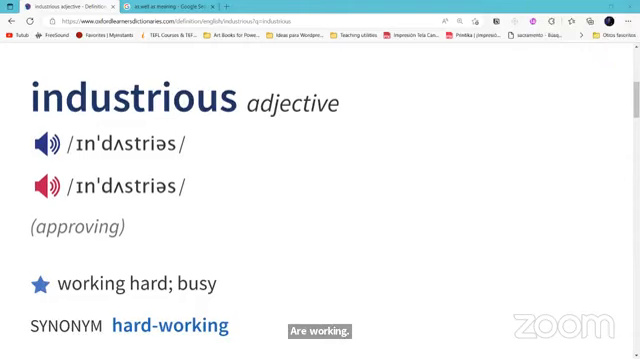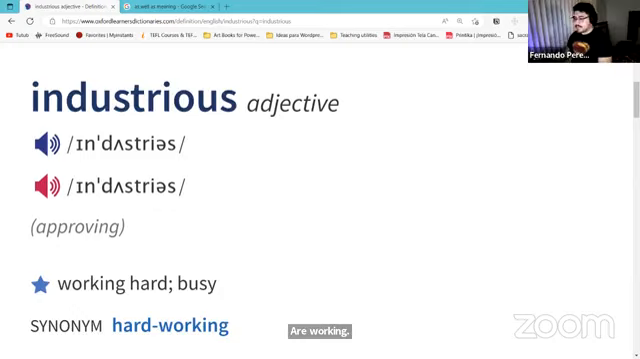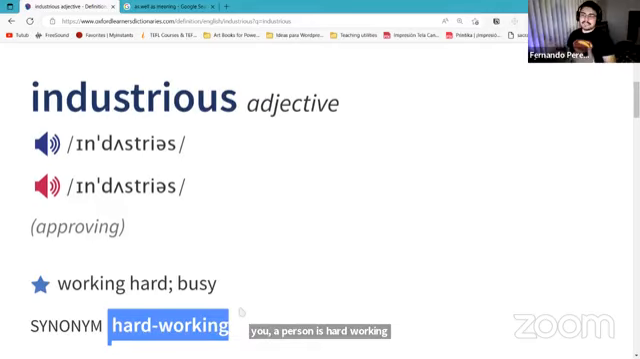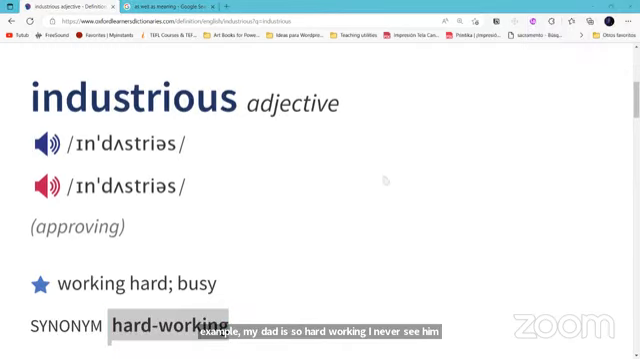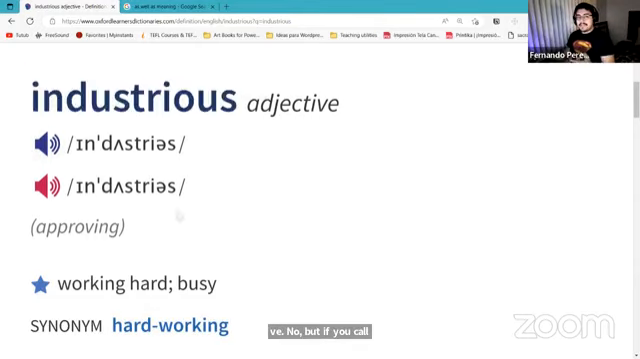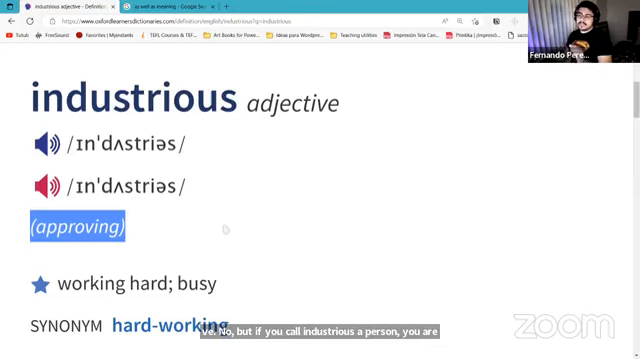This is very interesting because if you say a person is hardworking, you can say it in a positive way, but it also can be a negative characteristic. For example, my dad is so hardworking, I never see him. That's very negative, no? But if you call a person industrious, you are saying that this is super, super positive.